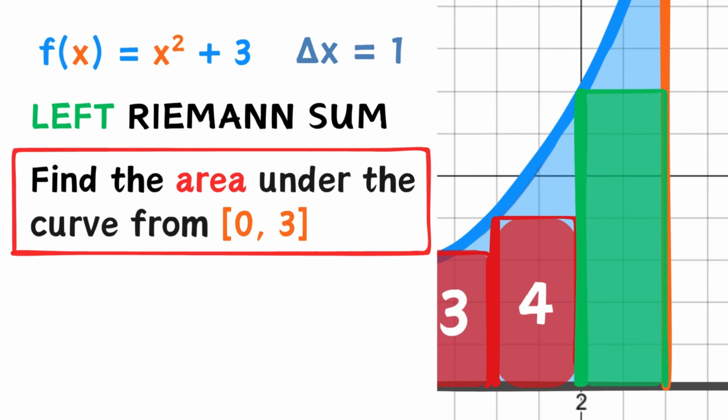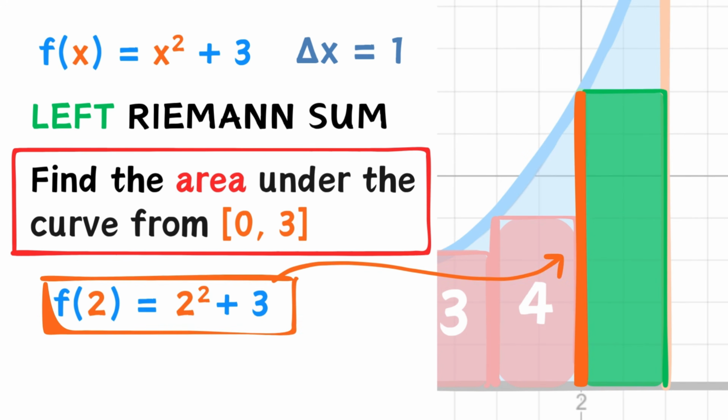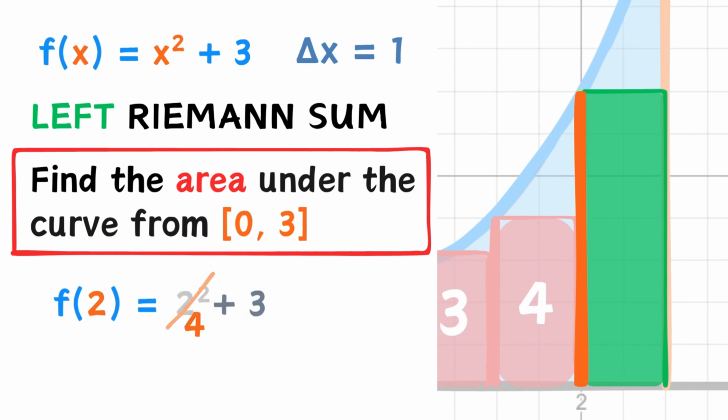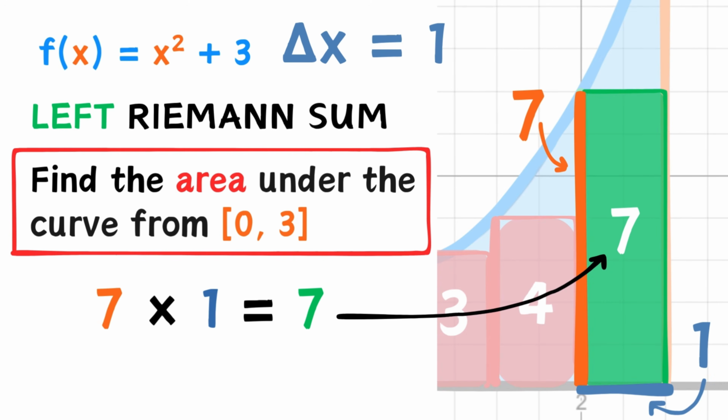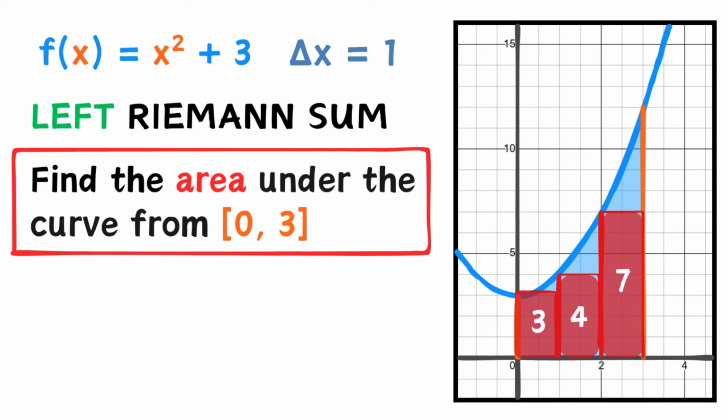And our third and final rectangle will have a height of f of 2. This is 2 squared plus 3, or 7. 7 times 1 is 7, so this rectangle has an area of 7. Now our total approximation is 3 plus 4 plus 7, or 14.